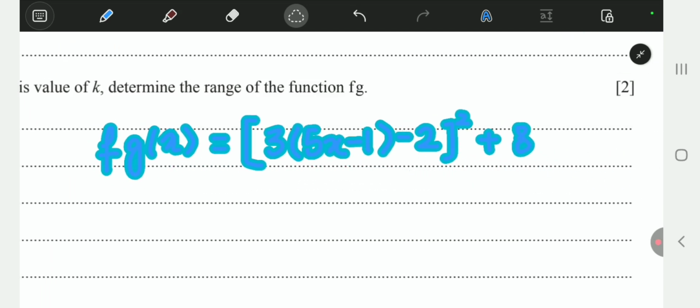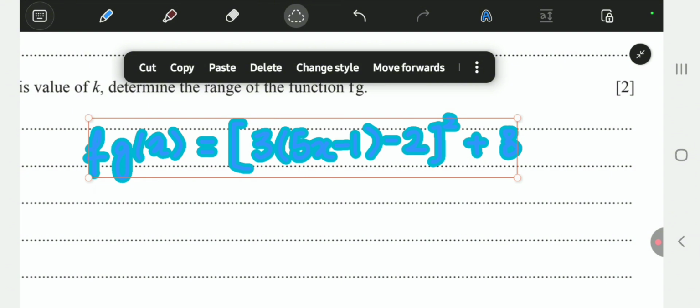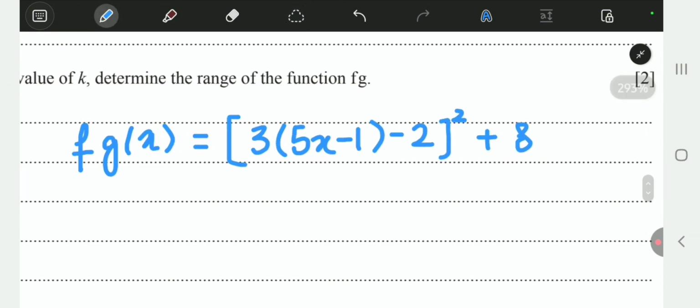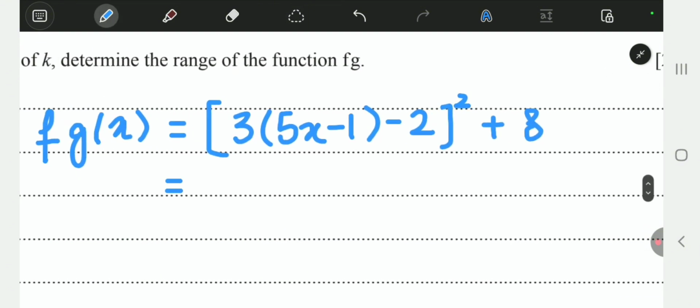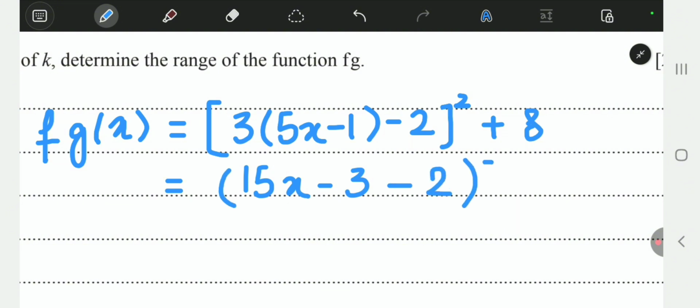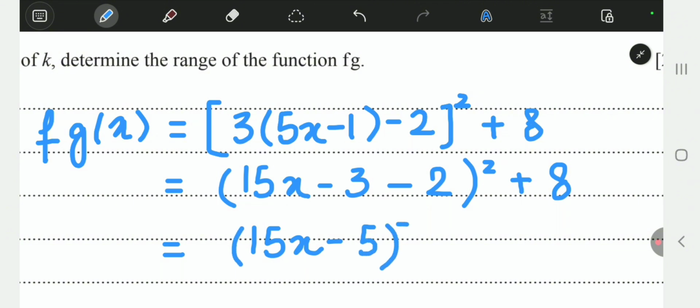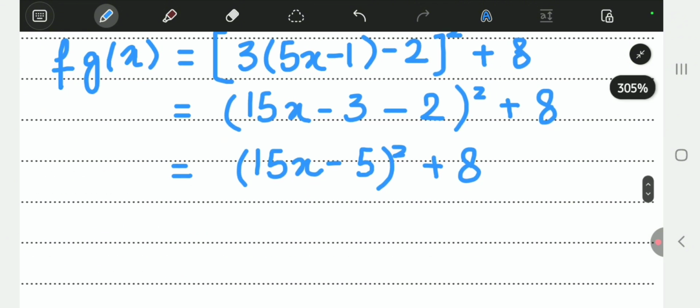Now from here we need to find the range. To find the range, first we need to simplify this. First simplify inside: 5 times 3 is 15x, minus 5, so (15x minus 3 minus 2) whole squared plus 8, which is (15x minus 5) squared plus 8.